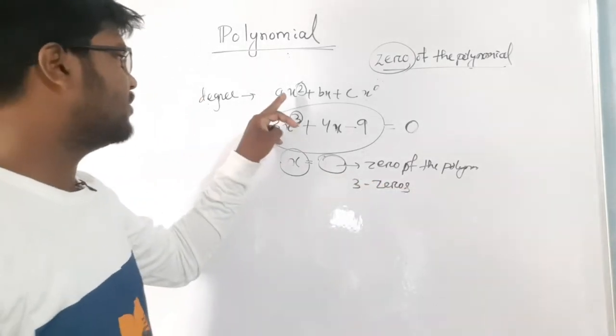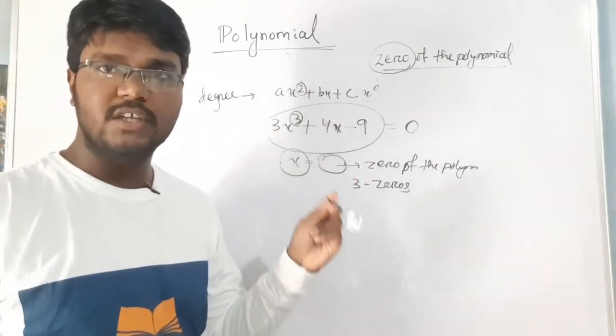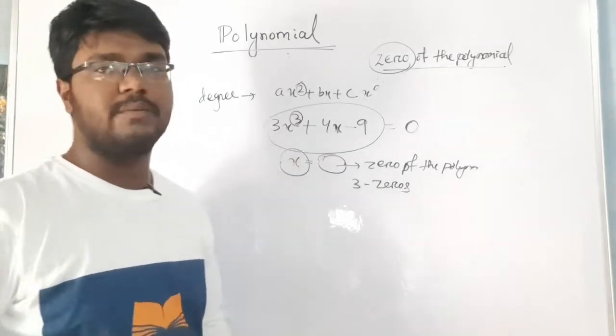Here the power is 2, the degree of the polynomial in x is 2, then we will get 2 solutions, that means 2 zeros of this polynomial.